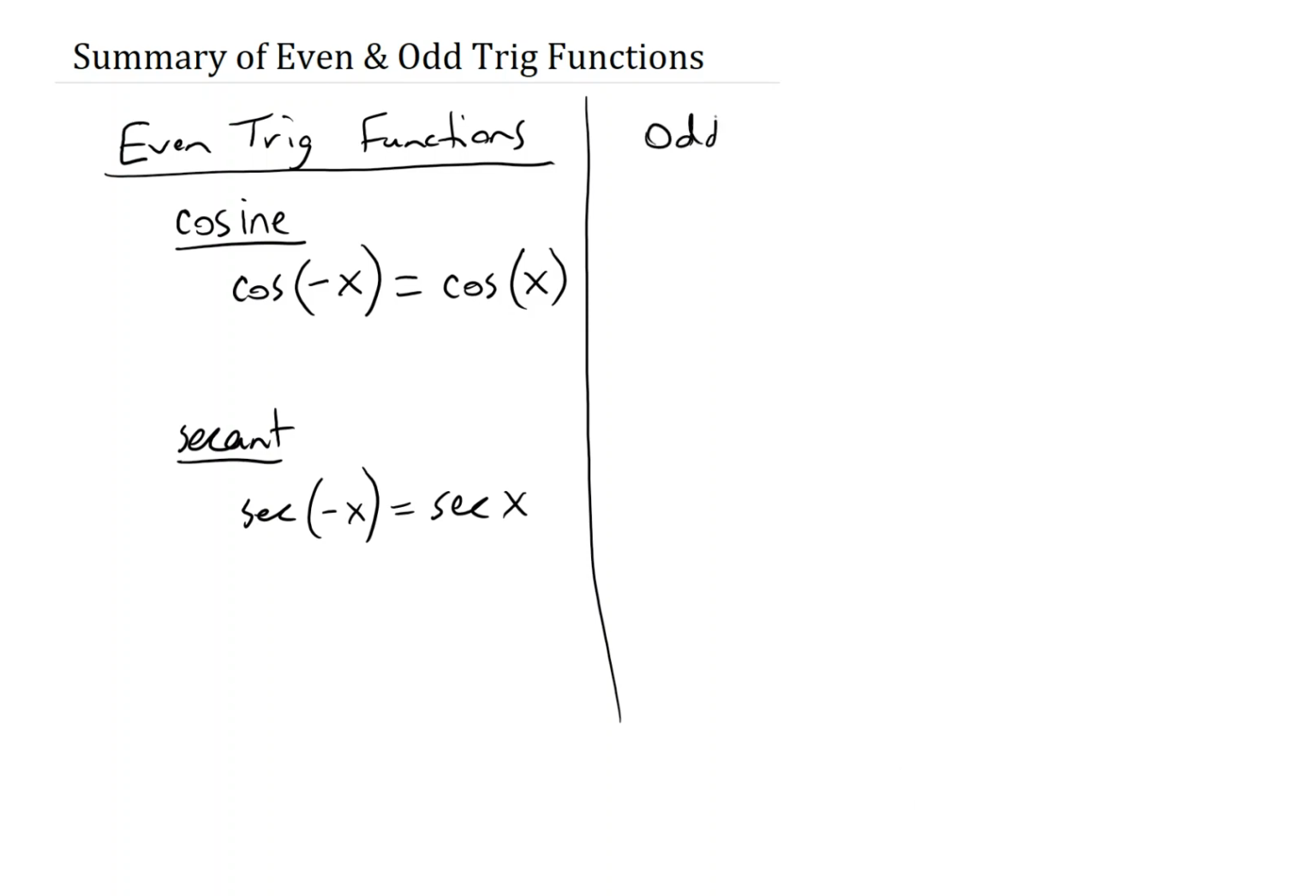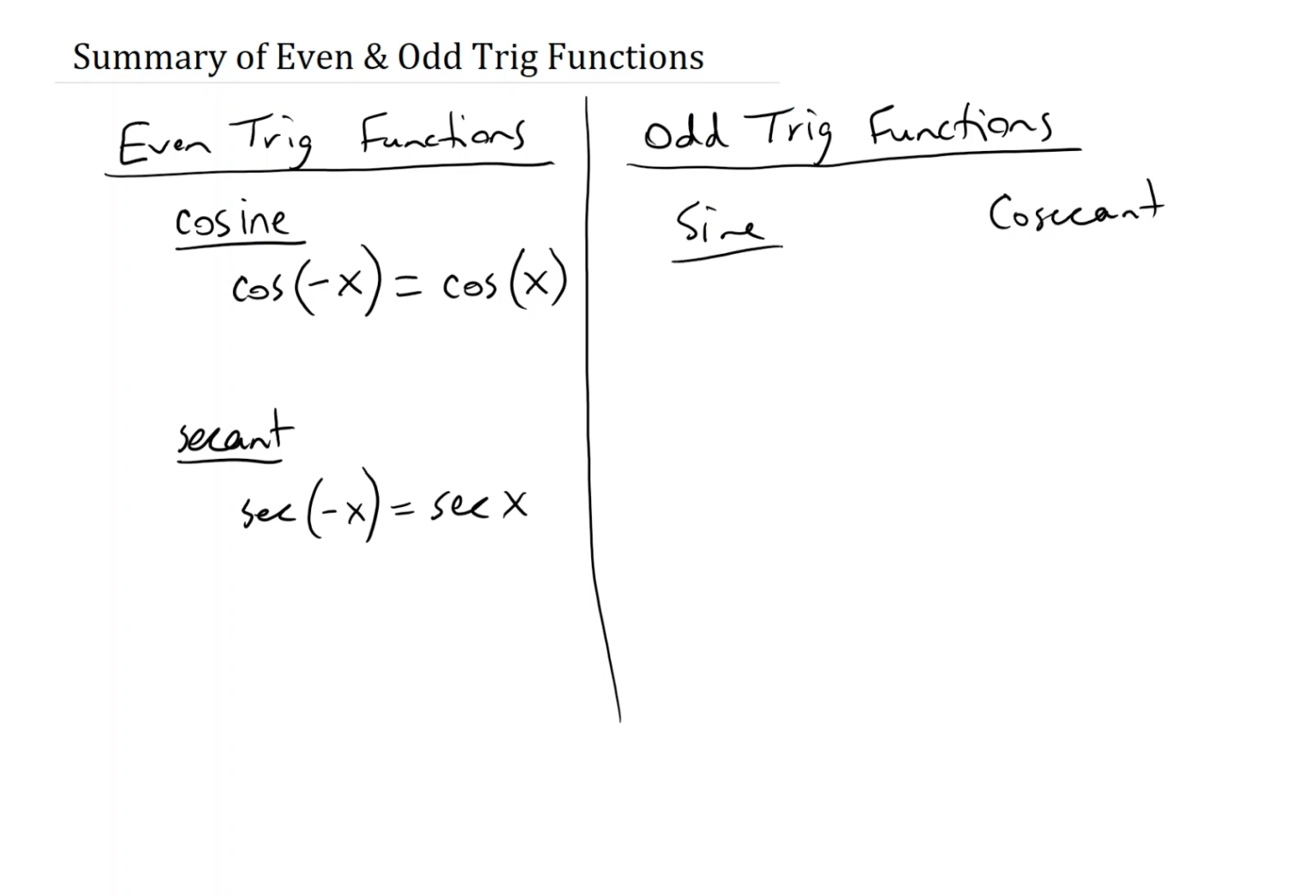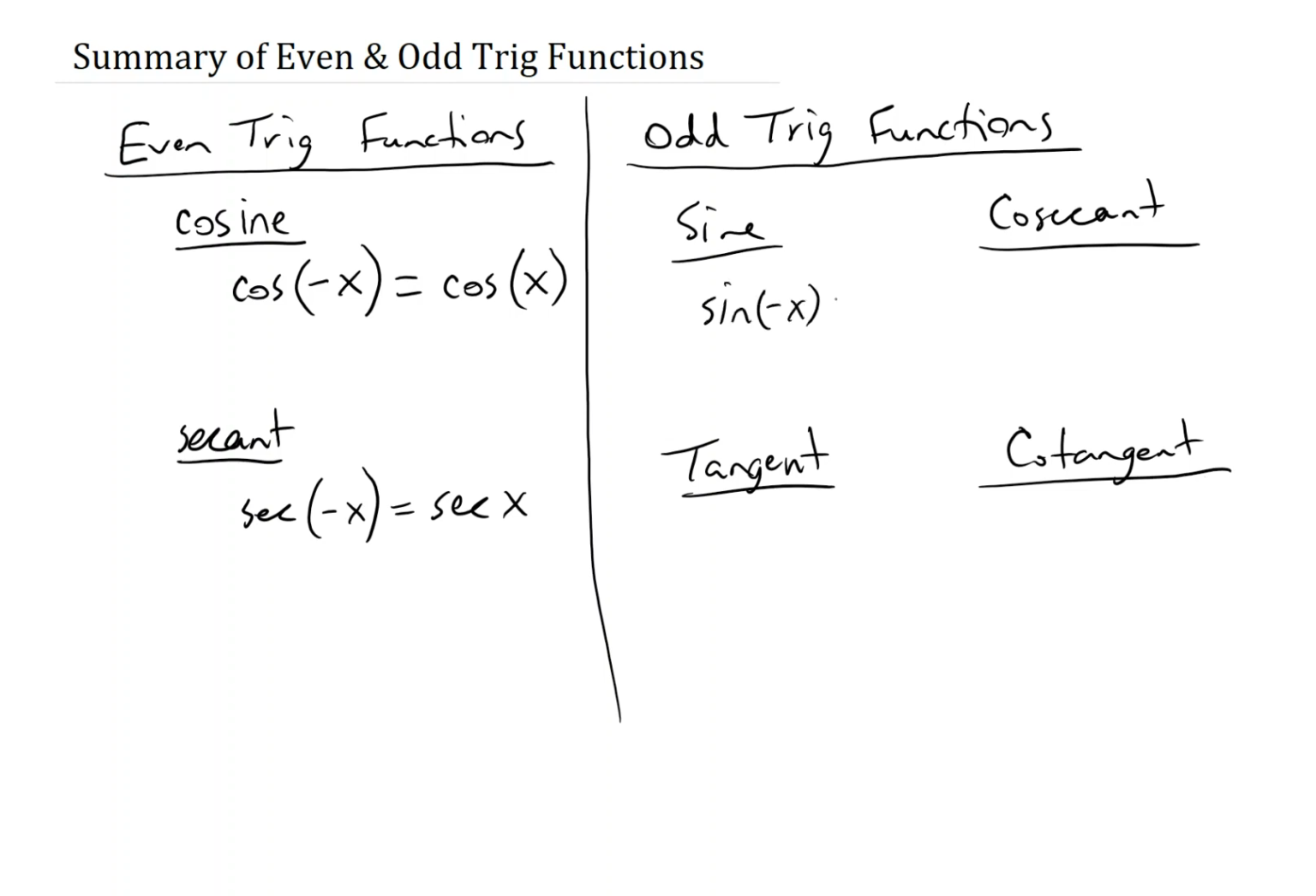Now the odd trig functions are all the others, the other four. So we've got sine and its reciprocal, cosecant. And we've got tangent and its reciprocal, cotangent. These are all odd. And so what that means is, if you take the sine of a negative input, well, you get the opposite of the sine of the positive input.